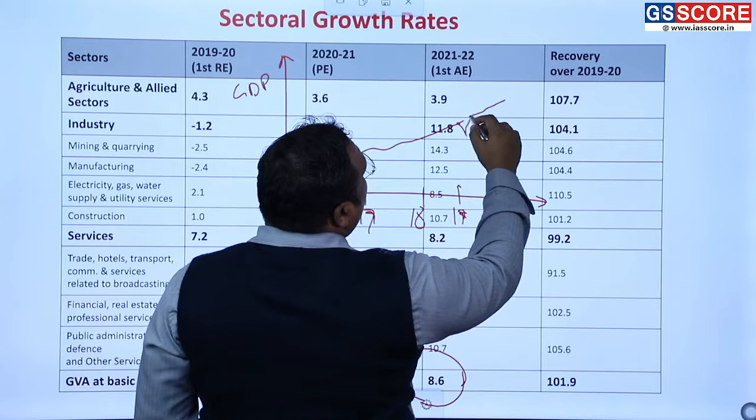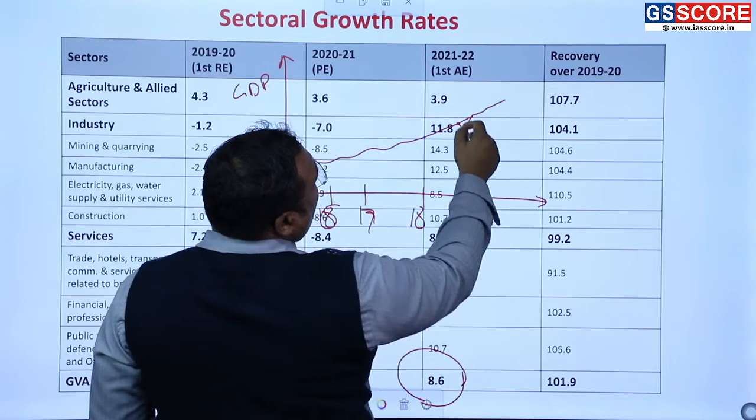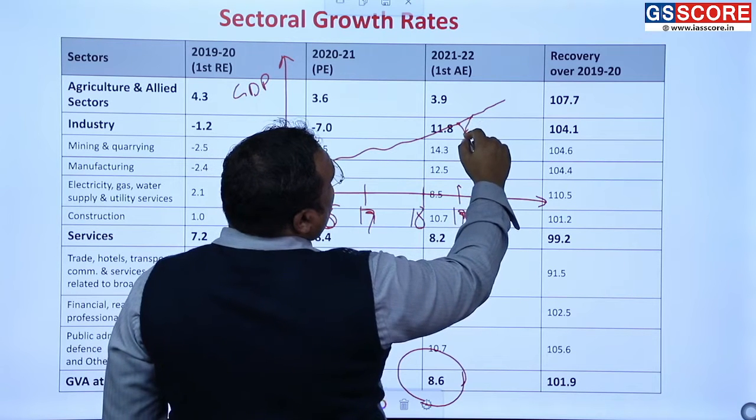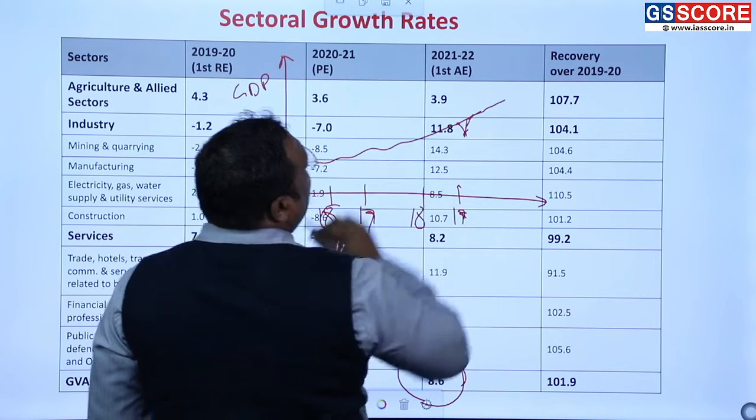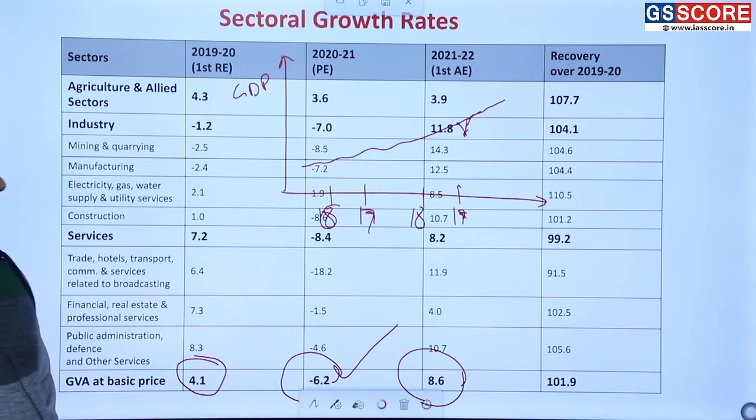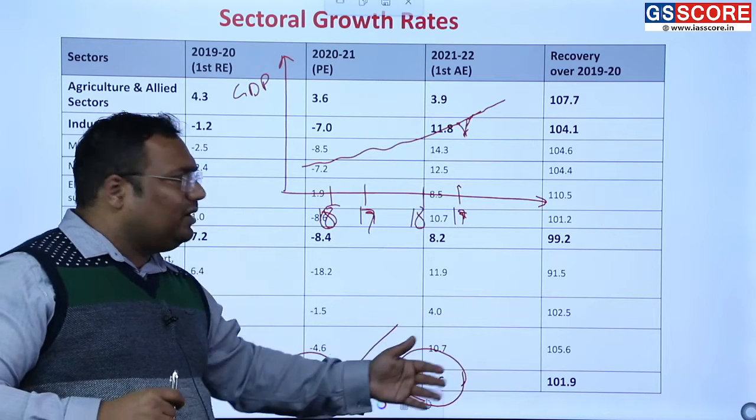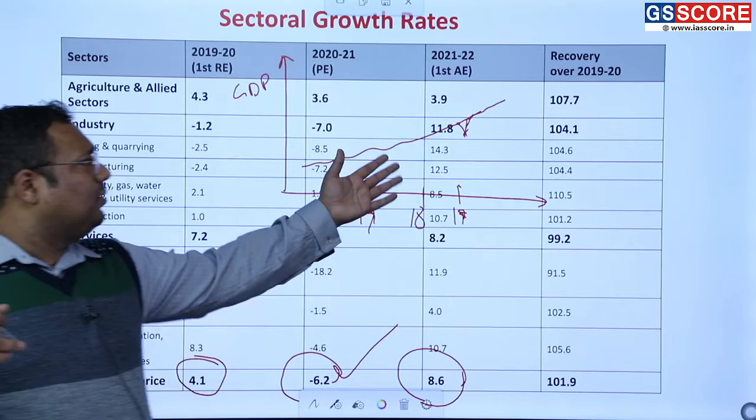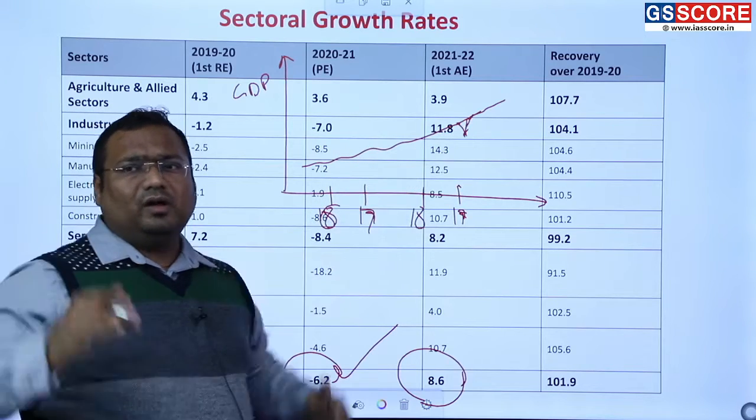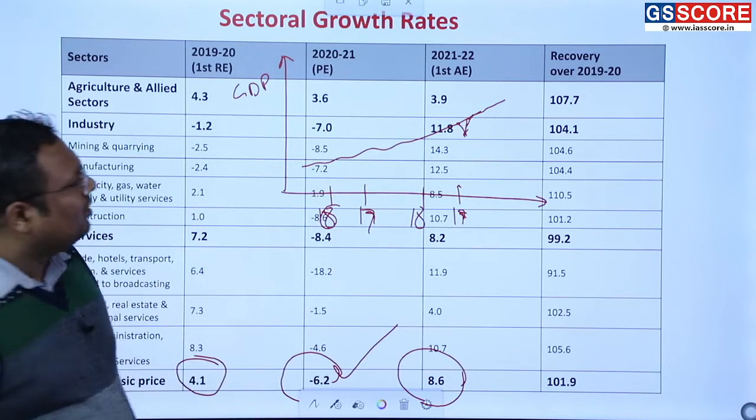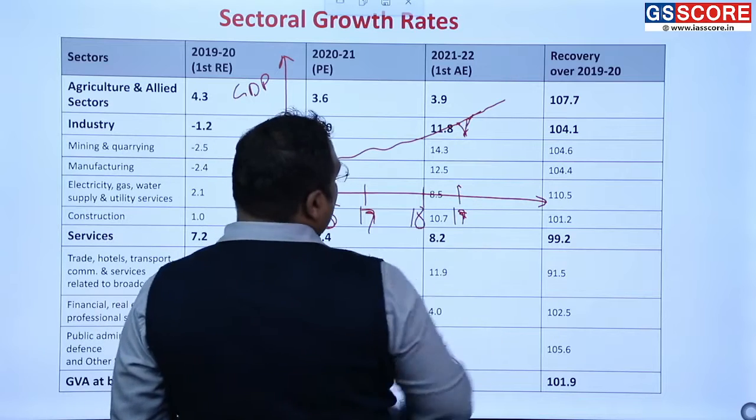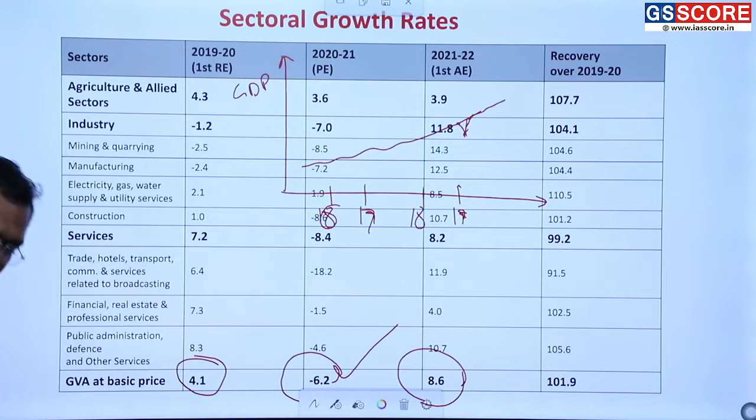We are where we should have been if this crisis was not there. This is our revival. This is a true V-shaped recovery. That 1 year we decline, but the very next year we not only cover up the loss, but we are surpassing it. So that is a true V-shaped recovery. Now we can say on the basis of this data.